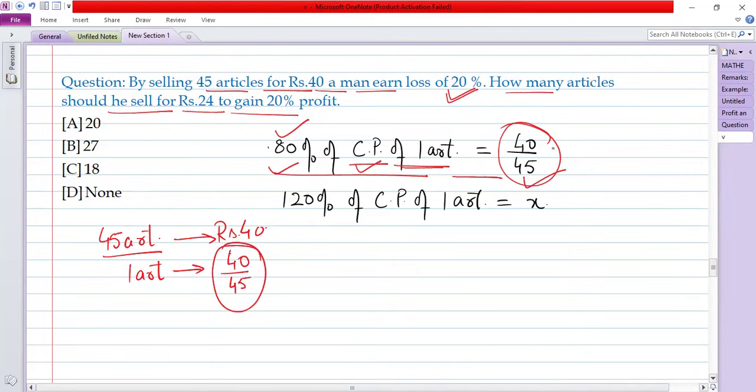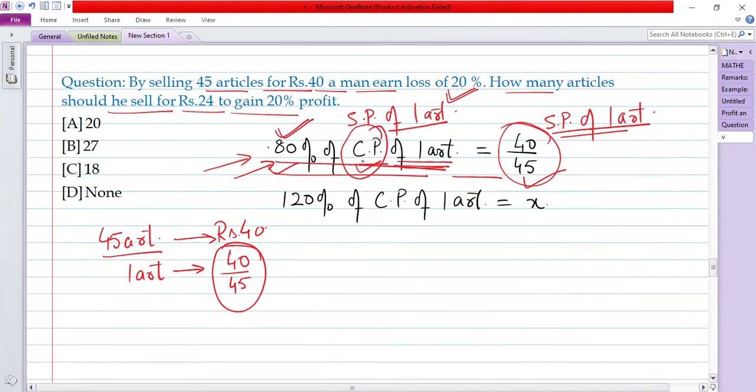So this is the meaning. What is this 40 by 45? This is the selling price of one article, the given selling price, which is already there. And even this side is also the selling price of one article, the given selling price, because 80% of the cost price of one article. Why 80%? Because 20% was the loss. So if 20% was the loss, then 80% of the cost price of one article will be the selling price of one article.